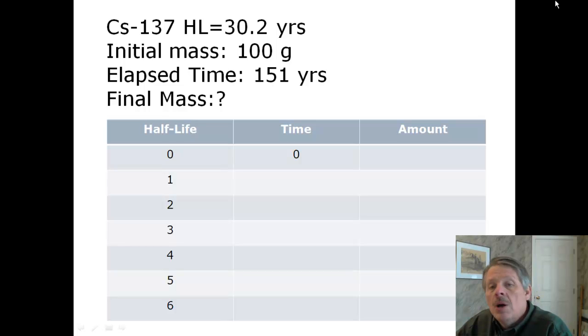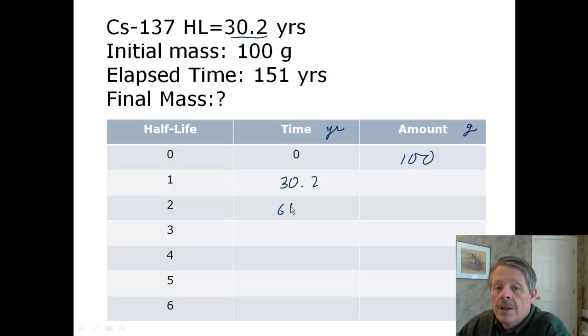Go ahead and pause the video, see if you can figure this one out. All right, did you pause the video? Your time is in years, your amount is in grams, and it says our initial mass is 100 grams. Our elapsed time is 151 years, so that's somewhere down here. We don't know where yet. And our half-life is 30.2 years. So let's start with 30.2 years, and let's just keep working our way down here. We add 30.2 every single time, because we go through another 30.2 years.